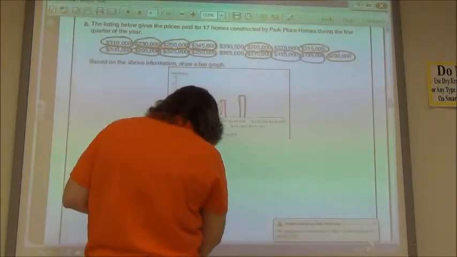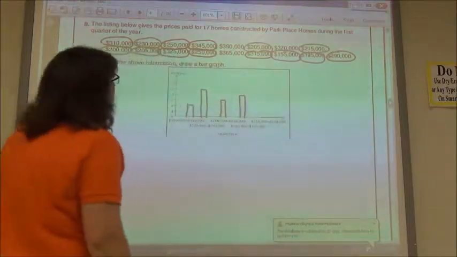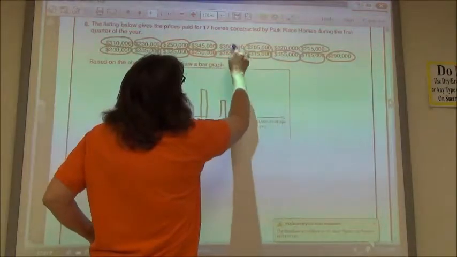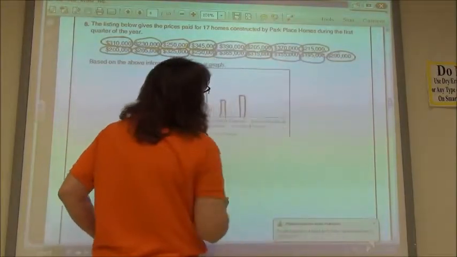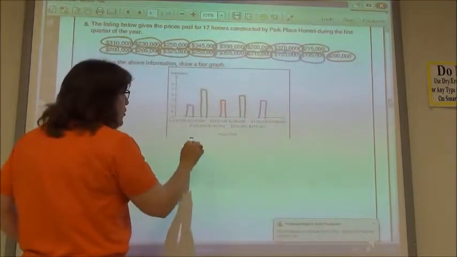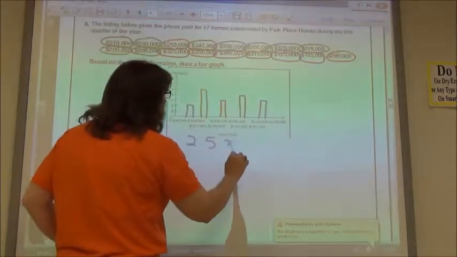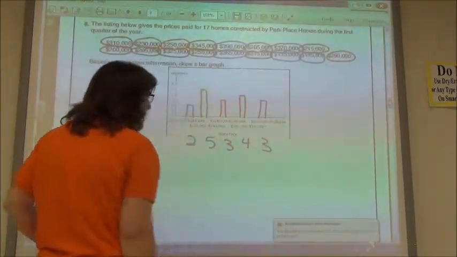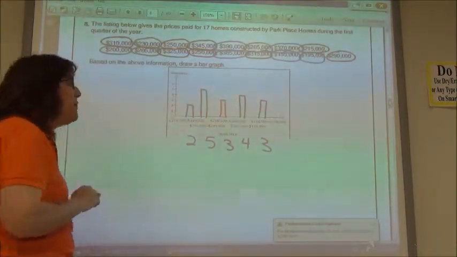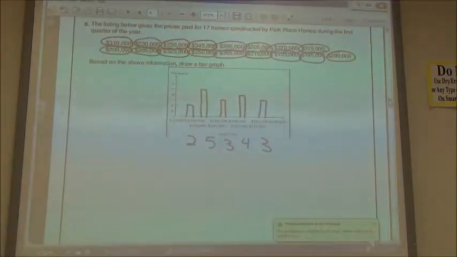And then we have the last section. I'm going to go back to blue here. Anything bigger than $350,000. So 365, 390, and 370 are all bigger than that, so we've got 3. And so we had 2 here, 5 here, 3 here, 4 here, and 3 there. If I add those up, 7, 8, 9, 10, 15, 16, 17. Yep, I've got all 17 accounted for. My graph should look something sort of like that.